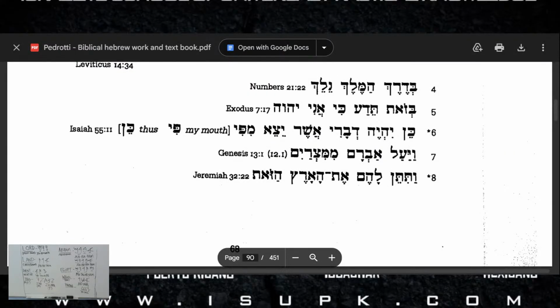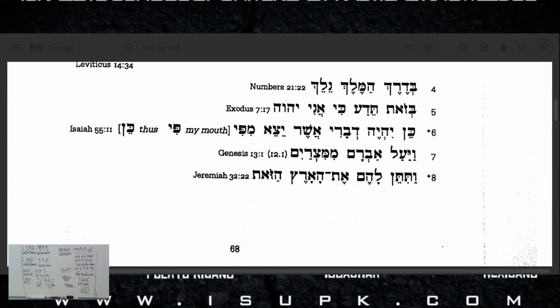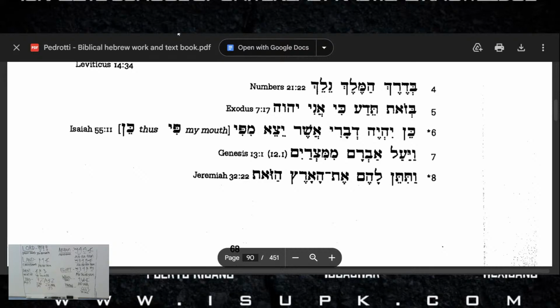So now let's go see what they wanted us to translate. They wanted us to translate Kun Yahaya, the Barya, Ashar, Yataza'ah, Mapaya. Right? It's literally the beginning of this verse, and we're stopping at Mapaya. Let's read the English, so we know exactly what we translated.